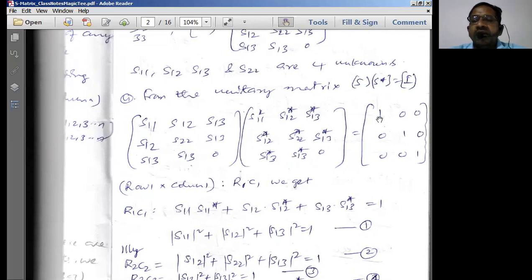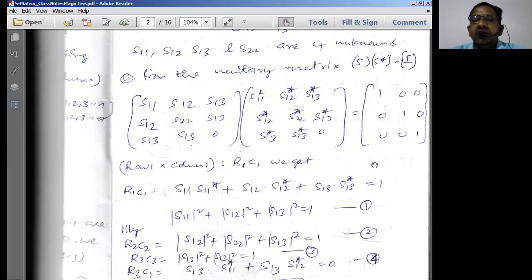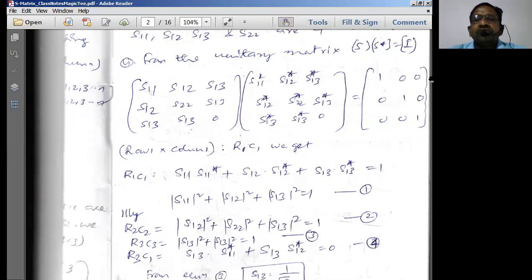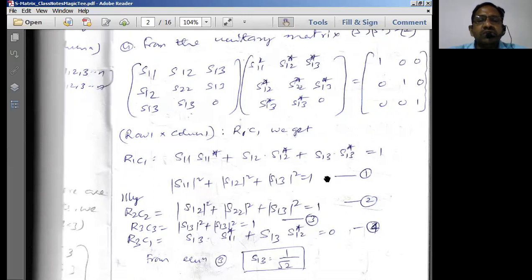Now, we know in an identity matrix, the diagonal values will be equal to 1, and all the rest of the values will be zeros. So, this is the unitary property of the S matrix. By using that, we simply write this particular equation. Now, we have to solve this equation. To solve this equation, we use row 1 and column 1.